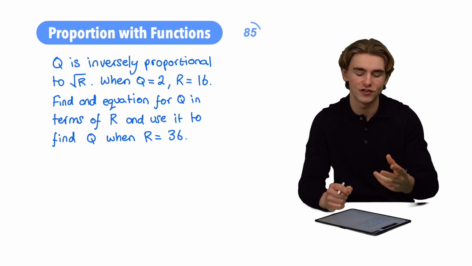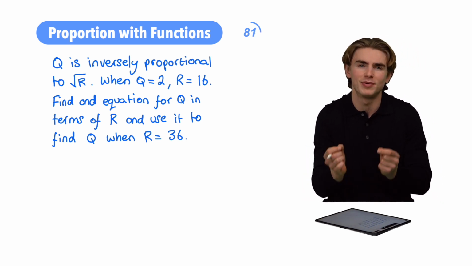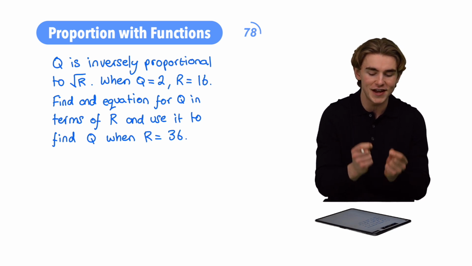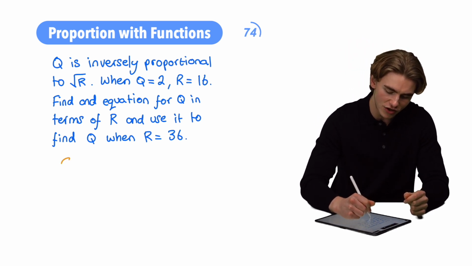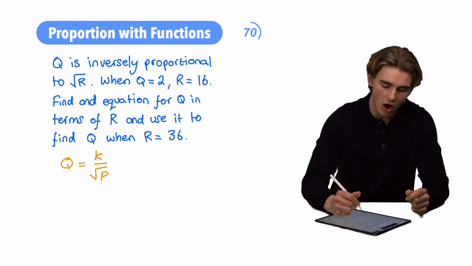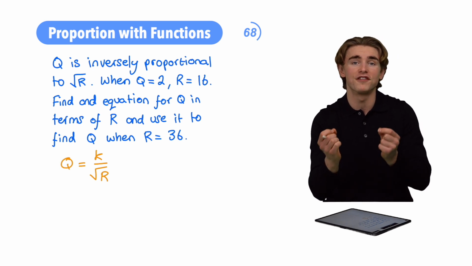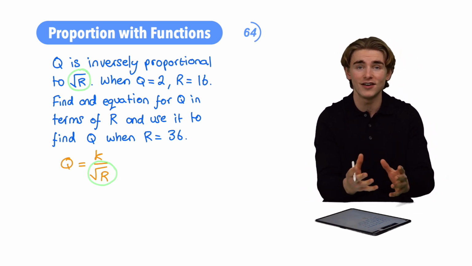Here we're dealing with inverse proportion, guys. So the general equation would be y is equal to k over x. But in this case, we're dealing with q, and that's inversely proportional to the square root of r. So our formula is going to become that q is equal to k over the square root of r. Now, guys, just make a note of the fact that we use that function of r in our formula, and that's how we're going to deal with these functions.